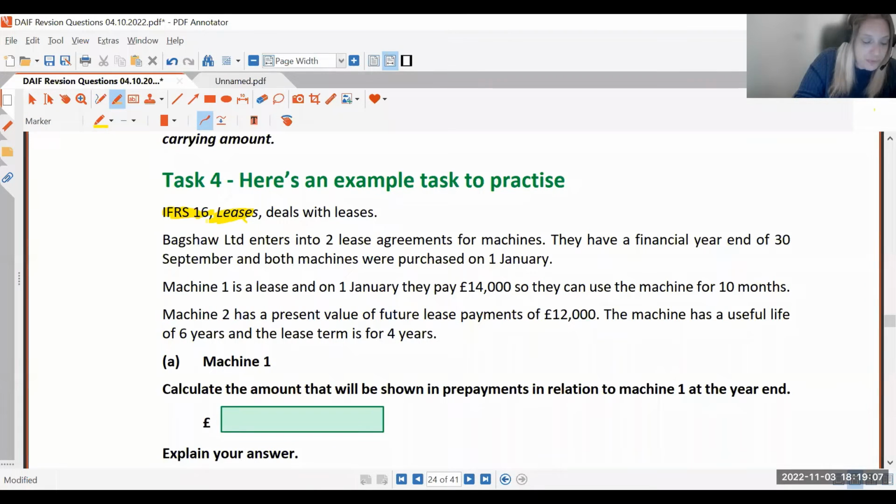So, Bagshaw Limited enters into 2 lease agreements for machines. They have a financial year end of the 30th of September. Both machines were purchased on the 1st of January. Machine 1 is a lease, and on the 1st of January, they pay £14,000 so that they can use the machine for 10 months. Machine 2 has a present value of future lease payments of £12,000. The machine has a useful life of 6 years and the lease term is for 4 years.